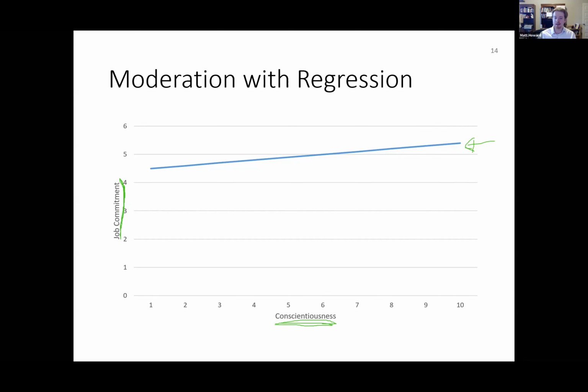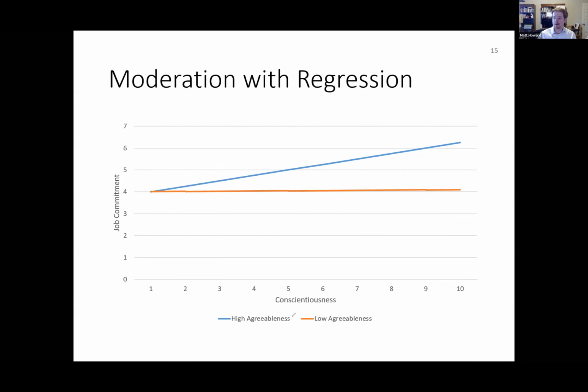However, it might actually be that there's a hidden moderator there, such as agreeableness, like we talked about before, that for people that are low on agreeableness, there's no relationship, but for people that are high on agreeableness, there's a much stronger relationship. So it could be that conscientiousness is quite an important predictor of job commitment. It's just people that are low agreeable, there's no relationship between the two, whereas people that are high agreeable, there's a very strong relationship.